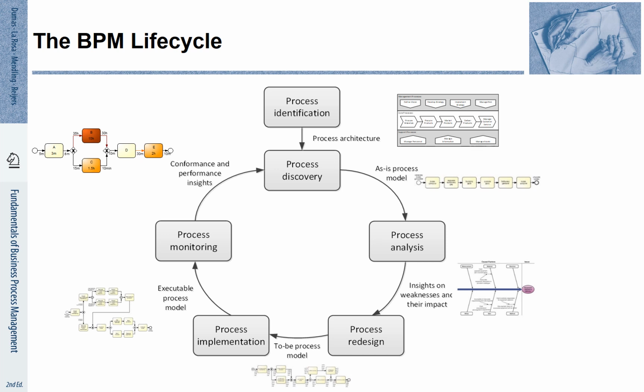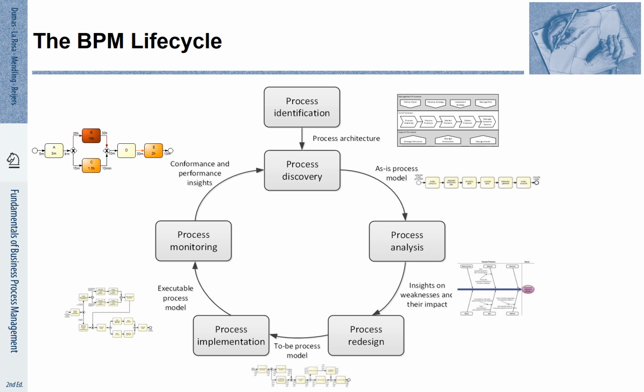In the Fundamentals of BPM textbook, we use a BPM Lifecycle model. This lifecycle model is shown on this picture here. It distinguishes 6 major management activities for business processes. At the top, there is process identification. It is concerned with describing the overall process organization in terms of a process architecture.